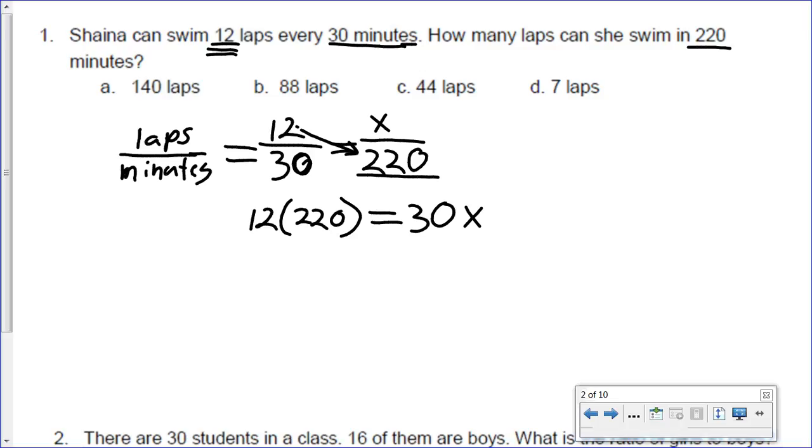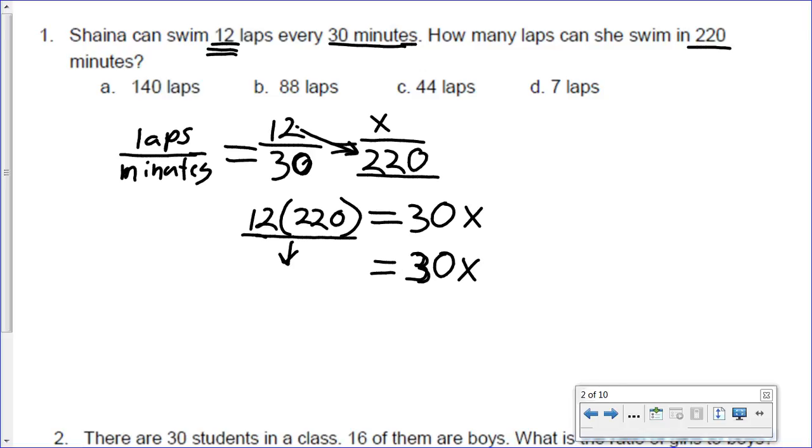Now we can do the math. I'm not sure how much I'll do of this for you. I think you know how to multiply 12 times 220. You would come up with some kind of number after you multiply the 12 times 220, and that would still equal 30x. Now we want to know what x is, so if x is being multiplied by 30, we're back to the same thing. In order to discover what x is, we want to get x by itself.